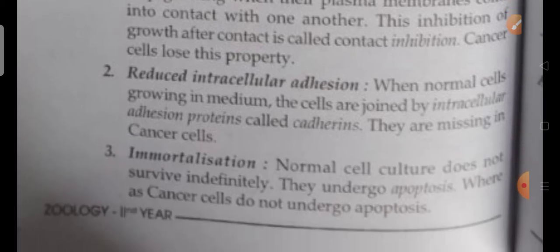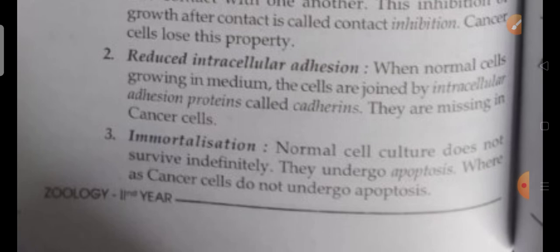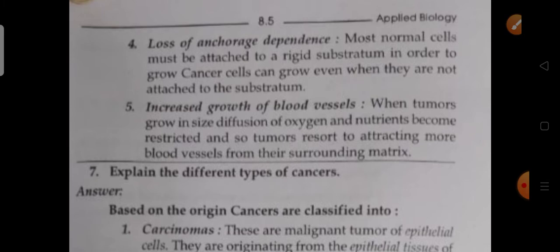Next, when normal cells grow in medium, the cells are joined by intercellular adhesion proteins called cadherins. They are missing in cancer cells. A normal cell culture does not survive indefinitely. They undergo apoptosis, whereas cancer cells do not undergo apoptosis. Next, loss of anchorage dependency. Normal cells must be attached to a rigid substratum in order to grow. Cancer cells can grow even when they are not attached to the substratum.